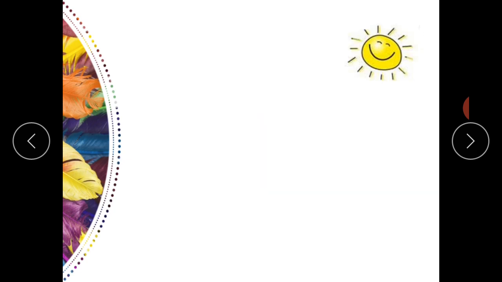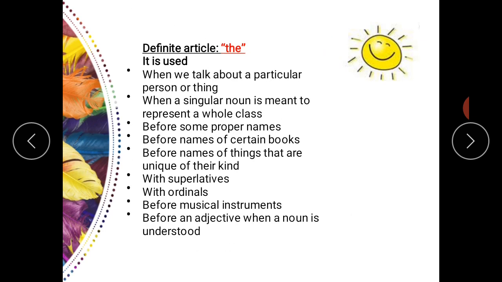Then we learned about the definite article, that's the. It is used when we talk about a particular person or a thing, when a singular noun is meant to represent a whole class, before some proper names, before names of certain books, before names of things that are unique of their kind, with superlatives, with ordinals, before musical instruments, and before an adjective when a noun is understood.